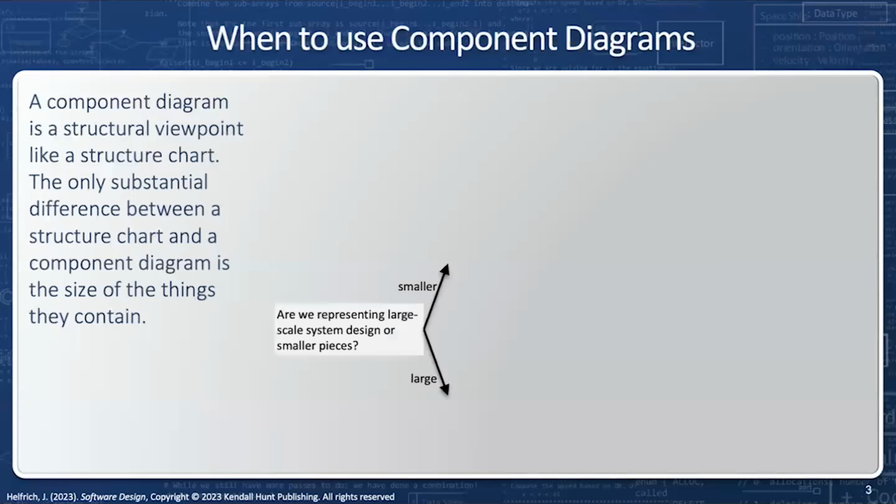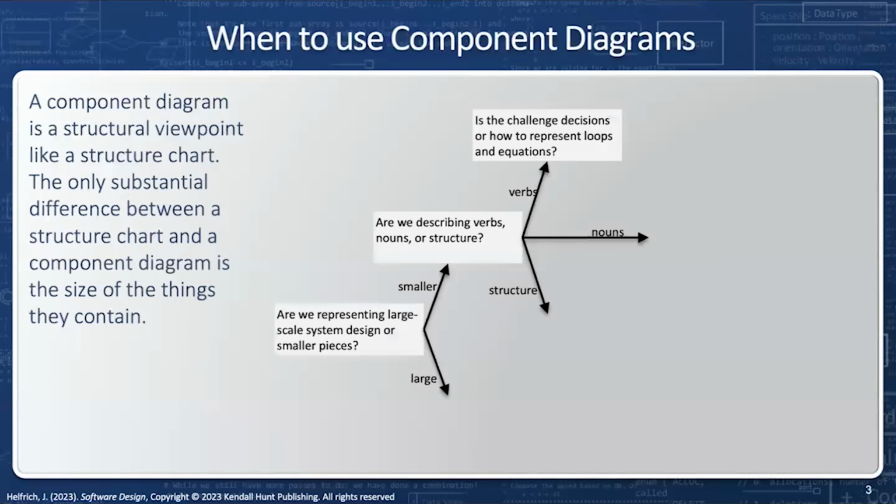So we can go either smaller or large scale. On the smaller side, the next question is, are we describing nouns, verbs, or structure? So we can describe verbs, nouns, or structure. Now, let's say we're describing verbs, what the algorithm does. Then we have another question. Is the challenge the decisions or the loops and equations? It turns out that flowcharts are best for decisions.